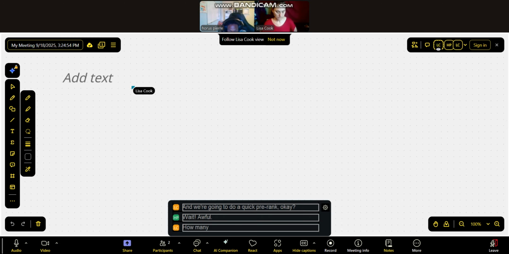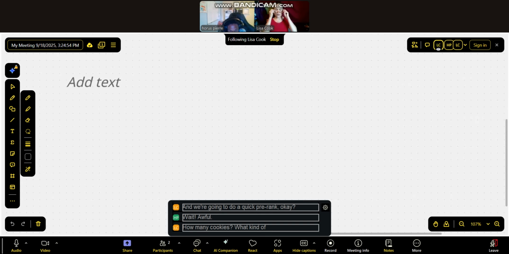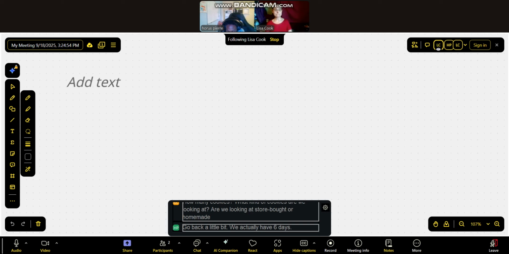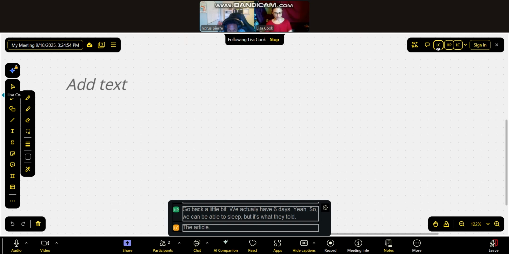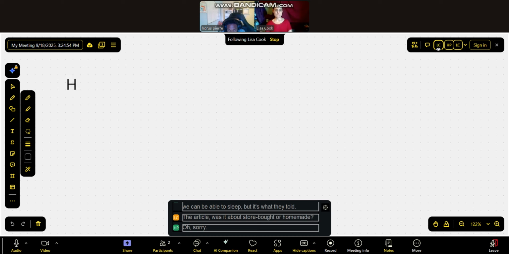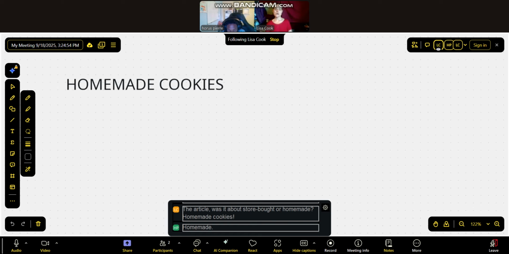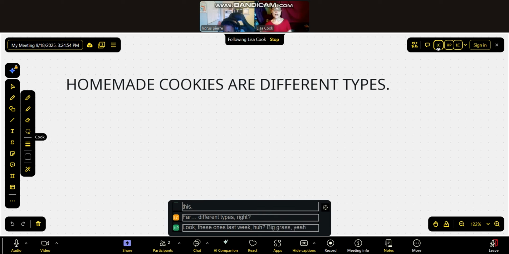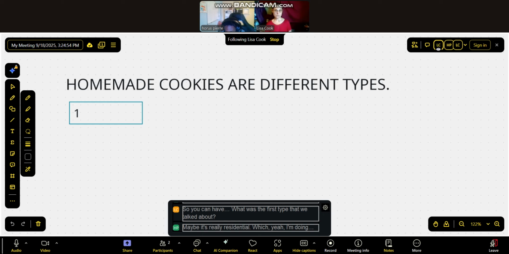How many cookies? What kind of cookies are we looking at? Are we looking at store-bought or homemade cookies? The article, was it about store-bought or homemade? Homemade cookies are different types, right? So you can have, what was the first type that we talked about? You remember? Look at your notes.